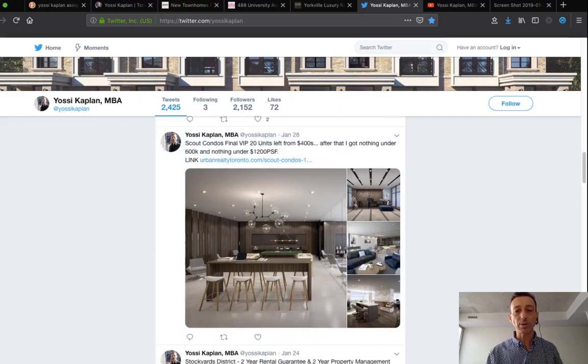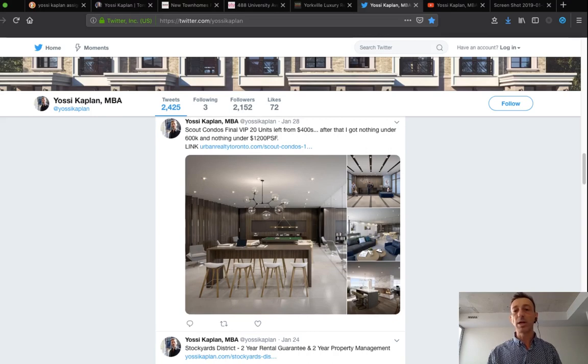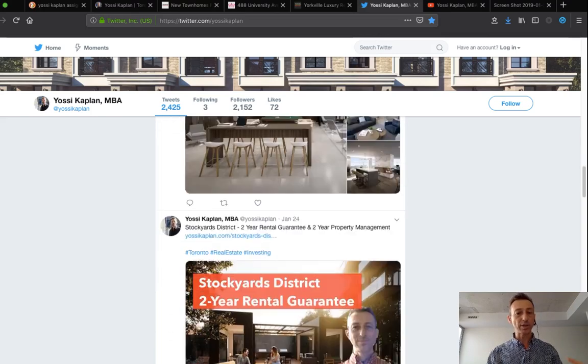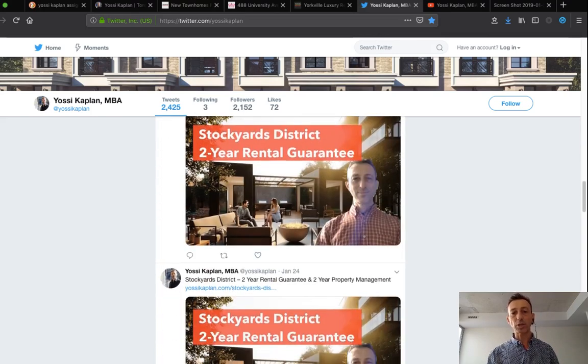So Scout Condos, we have a few units still left in the 400s. This is a phenomenal deal. I highly recommend it. They come with an assignment clause, okay? So if you need to flip it, that's okay. Stockyards District, we still have a few units here. 2-year rental guarantee, 2-year property management, and free assignment. What does free assignment mean? It means that you can buy this unit, you're really becoming an investor with the developer, you hold on to the unit, and then in 2 or 3 years from now, before it's ready, release it to the market.